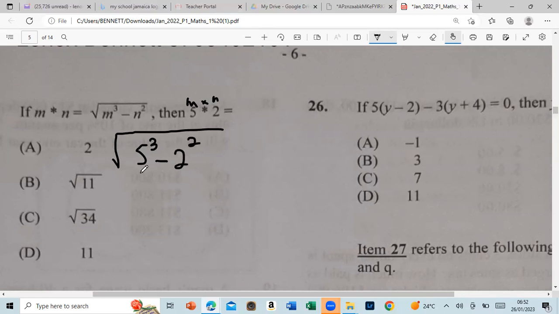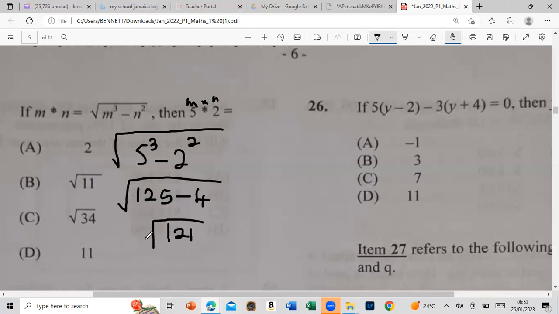Alright, so that means 5 times 5 times 5, that's 125. We multiply 5 by itself 3 times, and similarly 2 times 2, which is 4. Don't forget to put back your square root. So this gives you 121. Square root means which number you multiply by itself to give you 121, and that would be 11. So 11 times 11 equals 121. So our final answer would be 11.